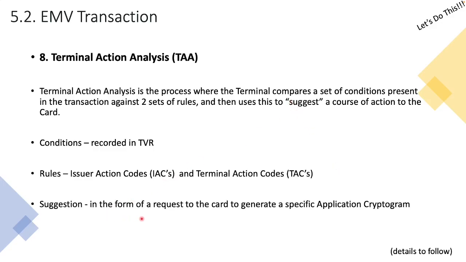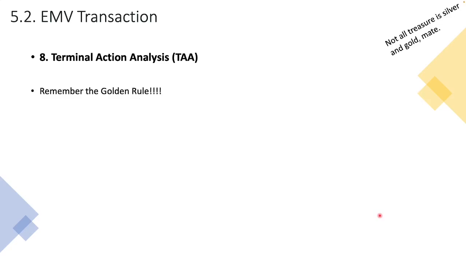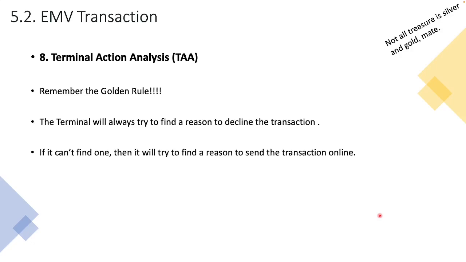I spoke of a suggestion. A suggestion is in the form of a request to the card to generate a specific application cryptogram. So let's get into a little bit more detail. Please remember the golden rule: the strictest rule always applies, which means the terminal will always try to find a reason to decline a transaction first. If it cannot find a reason to decline a transaction, then it's going to look for a reason to send a transaction online. And only if it can't find a reason for the transaction to go online, will it suggest that we actually do an offline approval for the transaction.